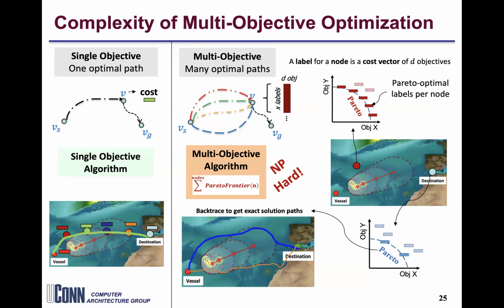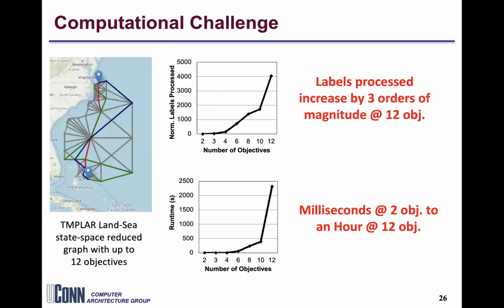This problem is NP hard. Computing these frontiers is an NP hard problem. We want to solve these problems because our users want these problems.